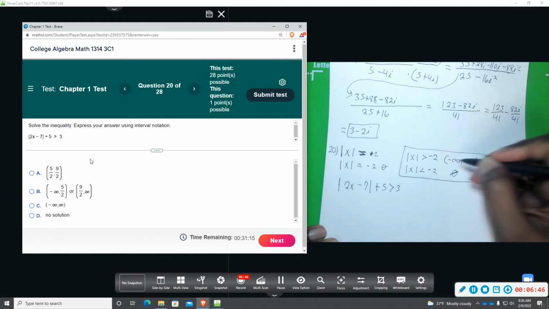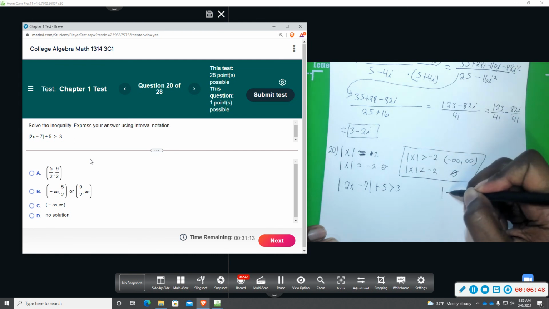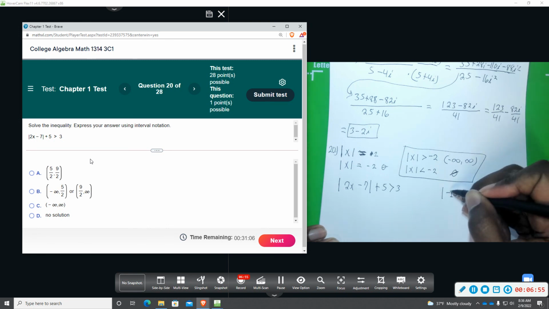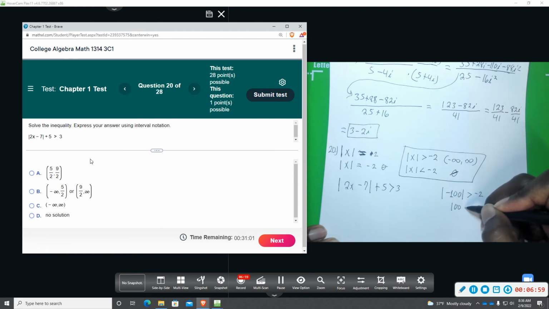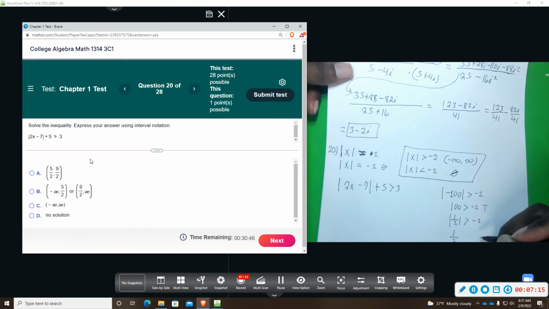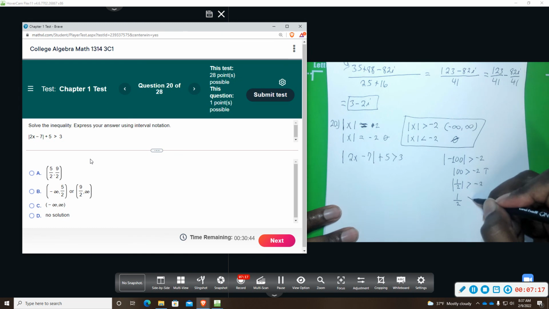It's kind of hard seeing it with variables. Let's say that I had the absolute value of negative 100. Is that greater than negative 2? Well, the absolute value of negative 100 is 100. So we get 100 is greater than negative 2, and that is true. Doesn't matter what I put here. If I put 1/2, the absolute value of 1/2 greater than negative 2. The absolute value of 1/2 is just 1/2, and 1/2 is greater than negative 2.